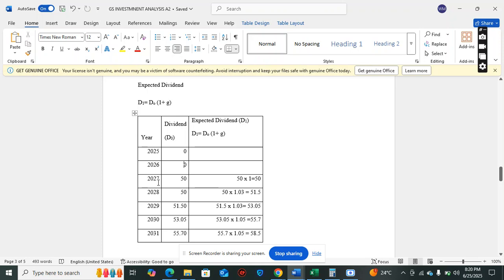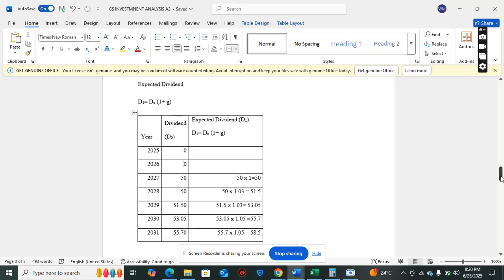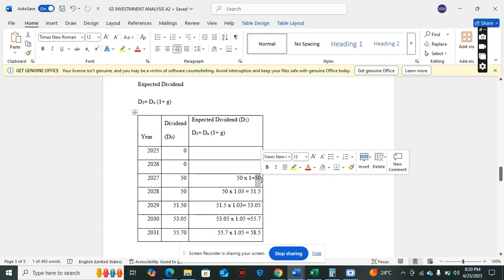2027, they tell us they're going to pay a dividend of 50 kwacha. Right now, this dividend hasn't got any growth rate attached to it, or we're not told about any growth rate prior to this dividend. So basically, for 2027 the expected dividend will still be the same amount, 50 kwacha.